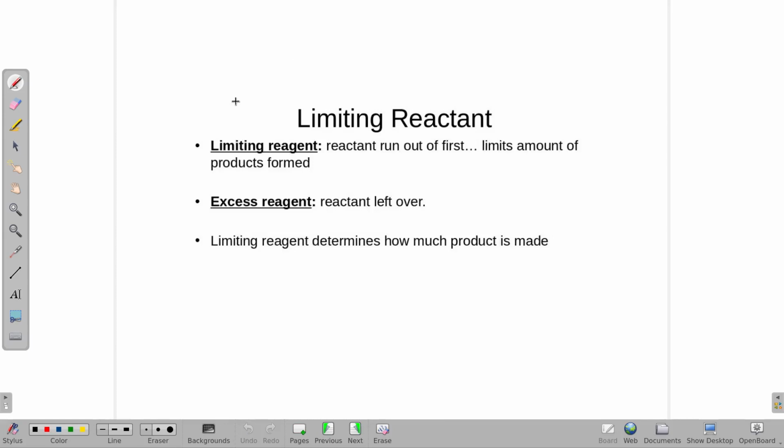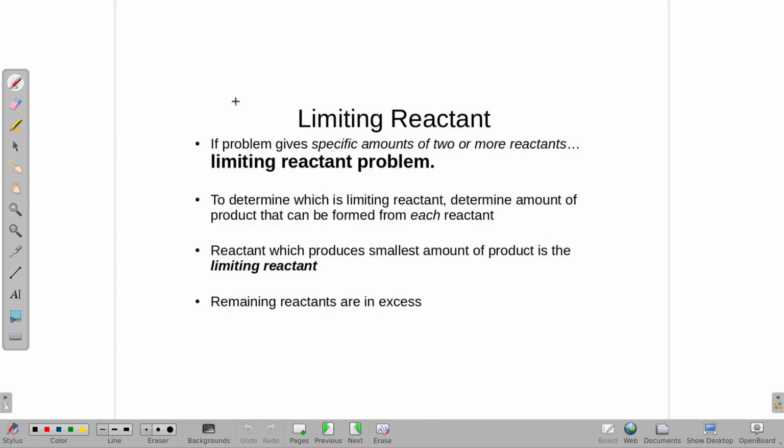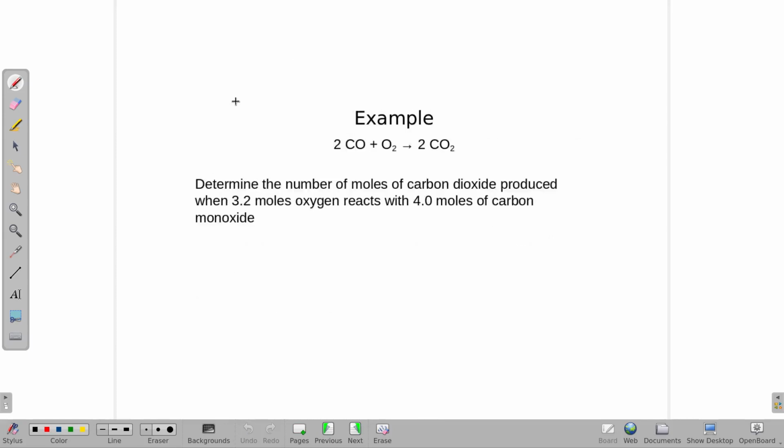All right, let's do one of these just to see what we're talking about. I've got a bunch of terms here, but let's go right to one. I have carbon monoxide and oxygen going to carbon dioxide. I have that equation again, and say we have 3.2 moles of oxygen and 4 moles of carbon monoxide. Now, looking at that, you might say the 4 is going to last longer because it's a bigger number. But that stoichiometric ratio is 2, so we're going to use it up twice as fast.